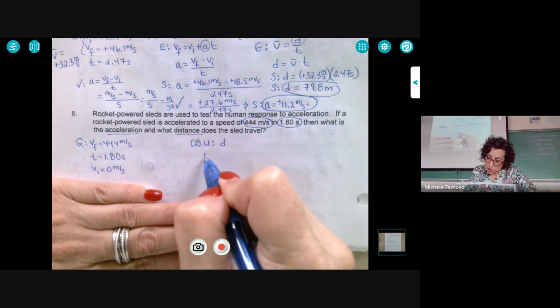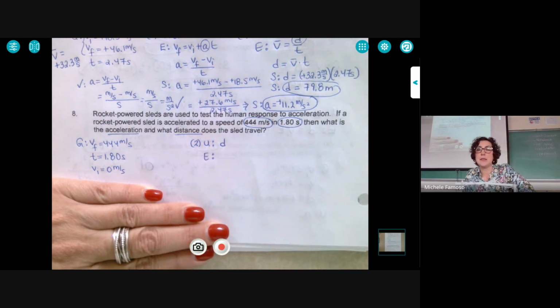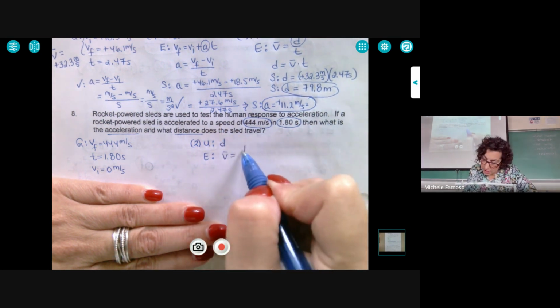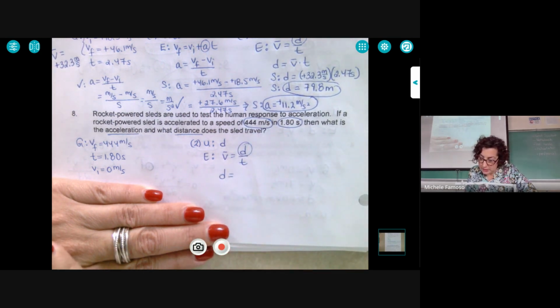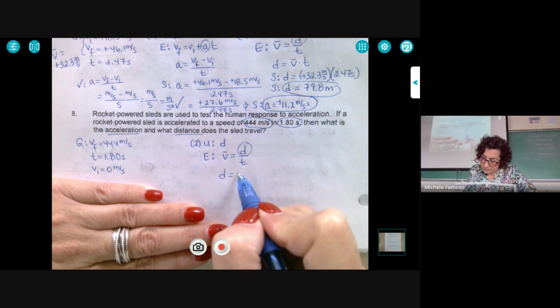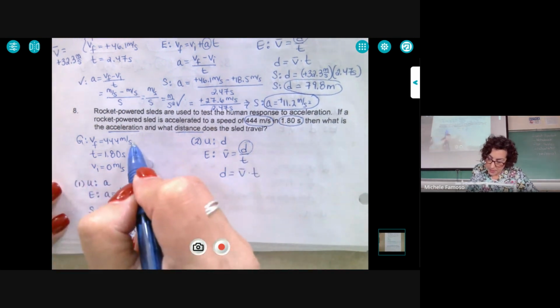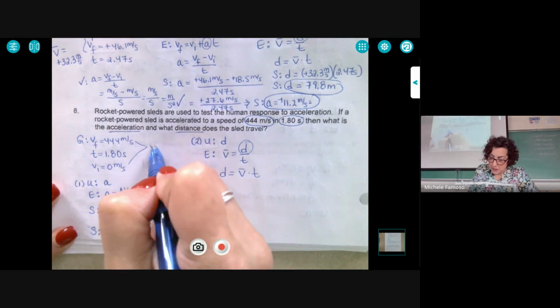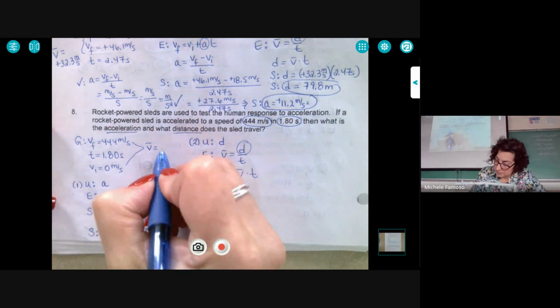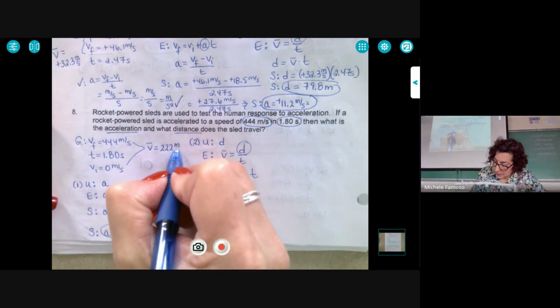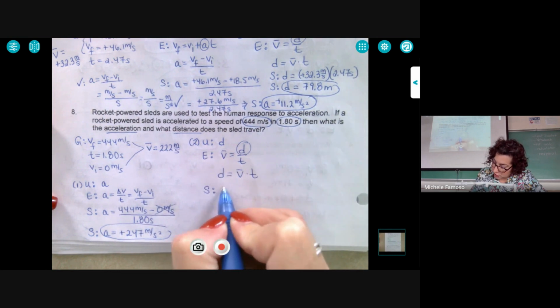Winnie, can you come up with an equation that doesn't use the A that could help us get that distance? Yeah, V bar is D over T. So Ian, what is that equation for D going to look like? Yeah, now let's come back here to those givens. You got to come up with your average of those two speeds. Talia, what's the average of 0 and 444? Yep. So now we can do our substitution with units.